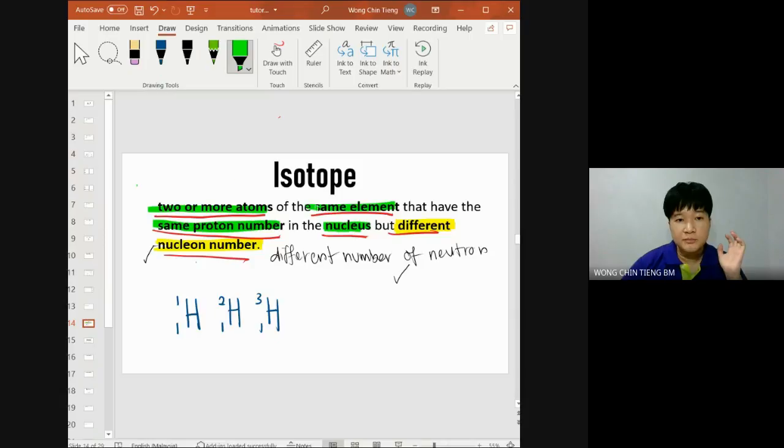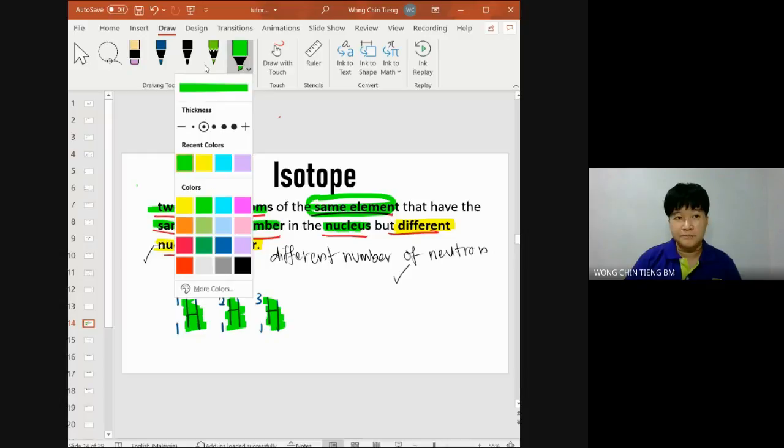First thing, must be the same element. At least two or more. If there is only one, we wouldn't call that an isotope. Isotope means you need to compare. Both of them must at least have the same proton number, but different nucleon number. So they must be from the same element. And we are talking about the element of hydrogen right now. We are comparing the hydrogen.